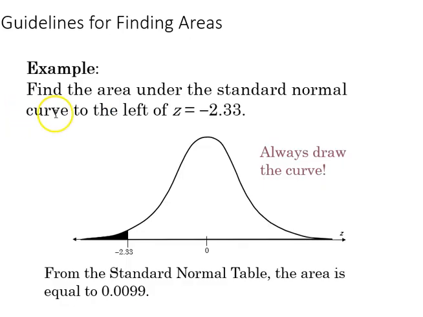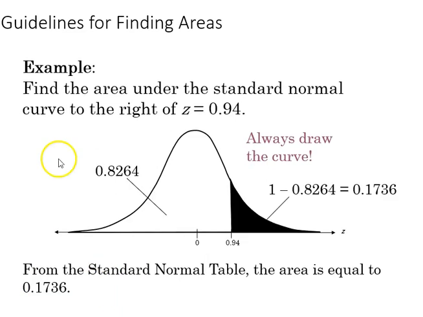So here's another example where we're going to find the areas under the curve. For a z-score of minus 2.33, the area to the left, if you look that up on the standard normal table, should tell you 0.0099. And if we want to know the area to the right of the z-score of 0.94, we start by learning what's to the left and subtracting it from 1. And you should find 0.1736 if that's the case.